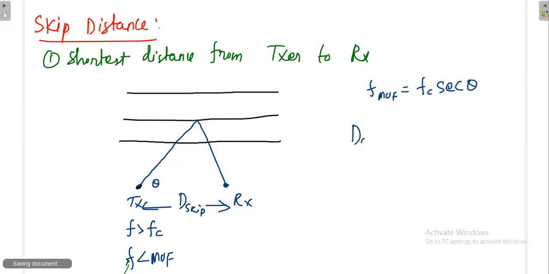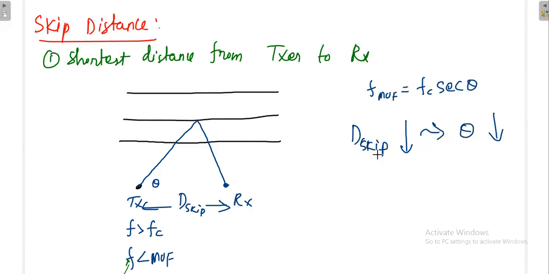To reduce d skip, definitely theta will reduce. Already you are operating at some frequency. If you want to reduce d skip, definitely your theta has to be reduced.